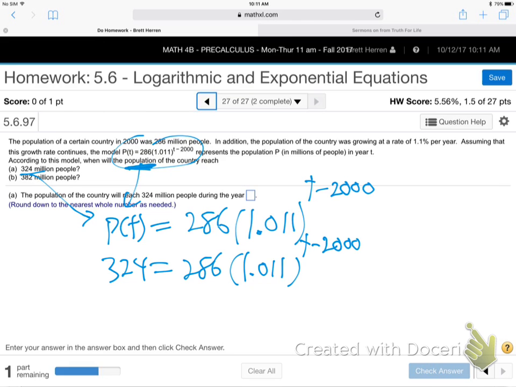Don't even need to read all those words. Population's 324, put that in for P, and now solve for t. Why? Because they said when, and when means t. How do you solve that for t? What am I going to do to solve this equation for t?